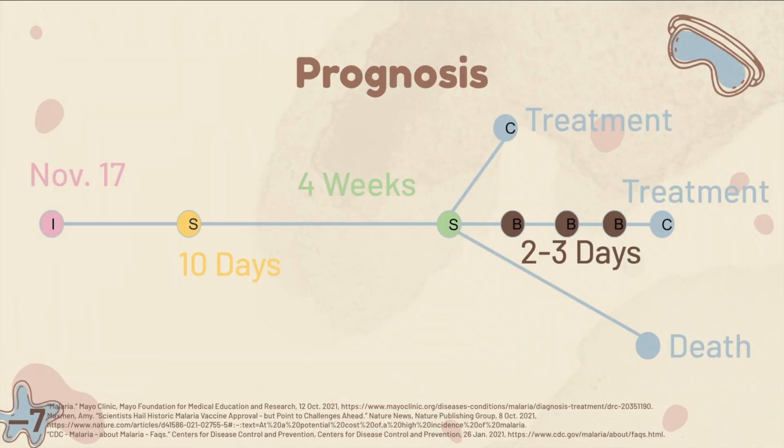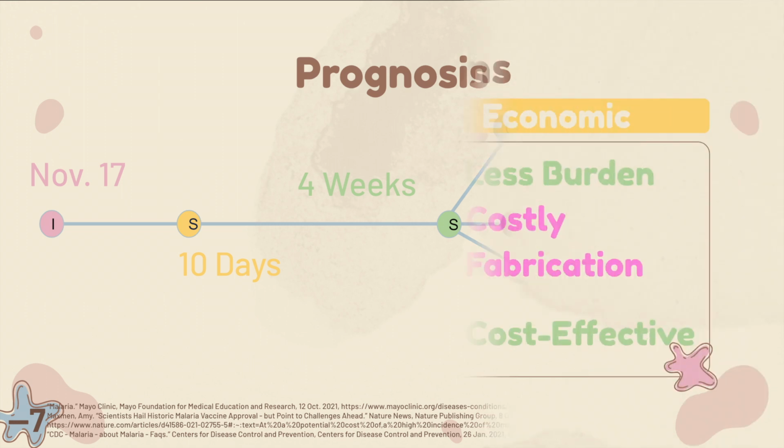The prognosis. If someone got infected on November 17th, it would normally take 10 to 4 weeks to get the symptoms, but symptoms could appear as early as 3 days or take as long as 1 year. After that, someone with access to a good hospital and healthcare should get a treatment that will most likely cure their malaria. If a person would get blood tested, they would normally have 2 to 3 days of testing until they get treatment. If someone doesn't have treatment for any reason, it will most likely result in their death.